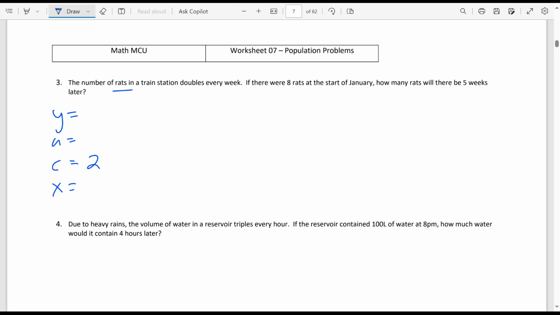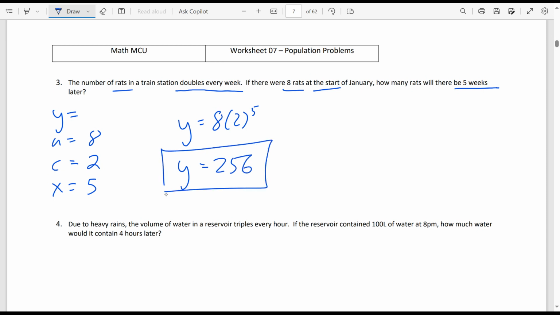Okay. If there were 8 rats at the start, well, they just said the magic word there, start. How many rats will there be 5 weeks later? Now, I have to go back and double check. It said doubles every week, and then it mentioned 5 weeks, so I don't have to do any matchy nonsense, right? It's just going to be 8, 2 to the power of 5, and I should remember what this is. 256, okay? So that's all it is. If this is making some sort of sense, then you're laughing. But that's exponential functions in a nutshell.